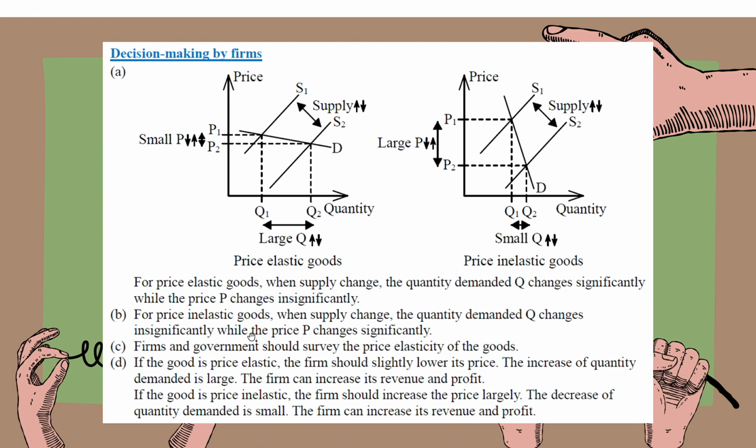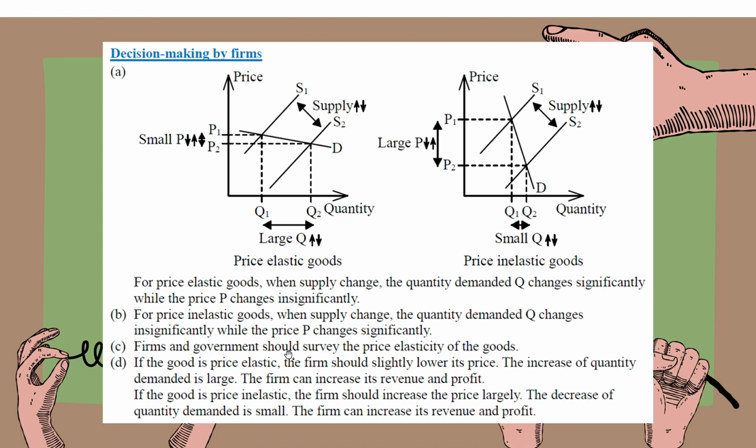For price elastic goods, on the left hand side, the quantity demanded changes significantly and the price changes insignificantly. On the contrary, for price inelastic goods, because of the steep nature, the quantity demanded changes insignificantly and the price changes significantly. They are opposite, right? If you can't remember it, just draw the graph out, maybe do more practice. Get some blank paper, try to draw it out and think about it, and then you learn it quickly.